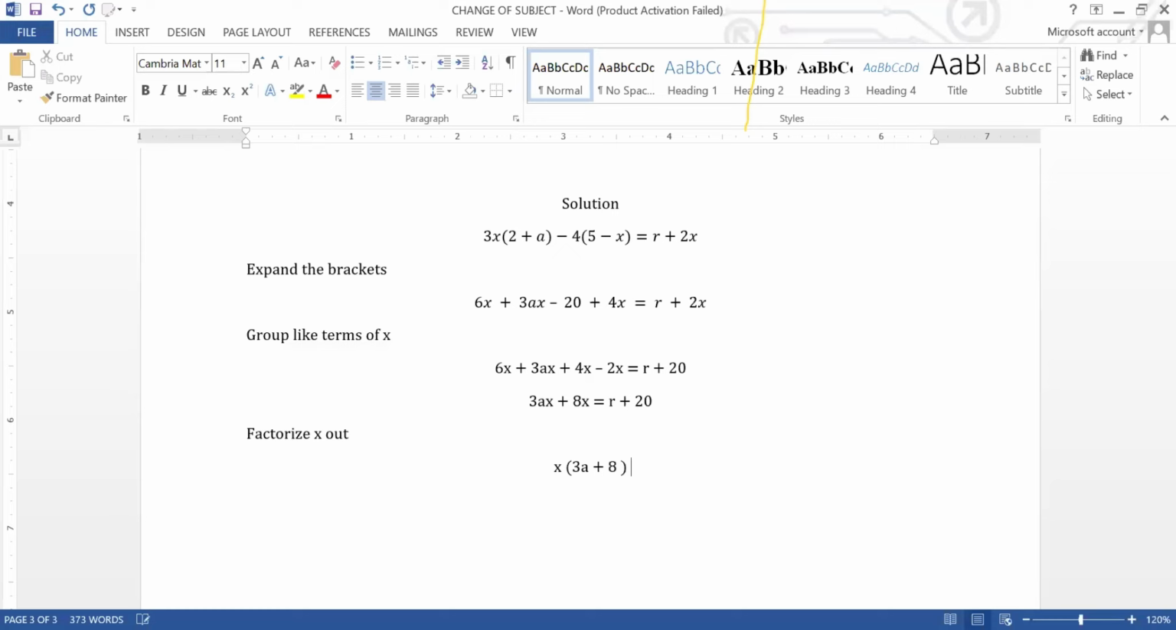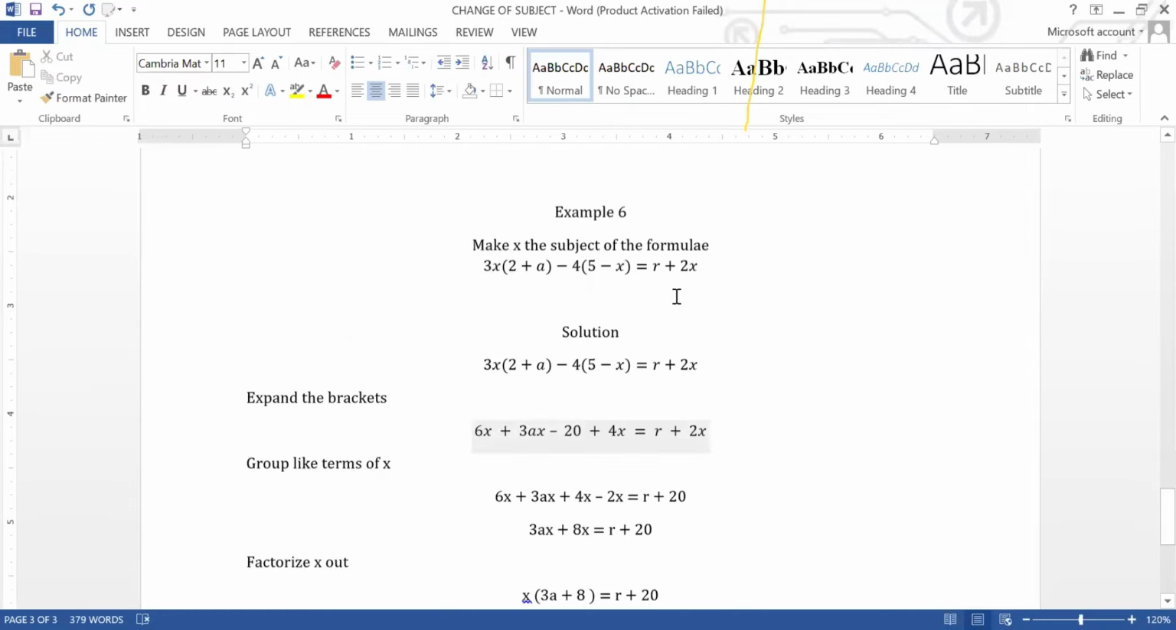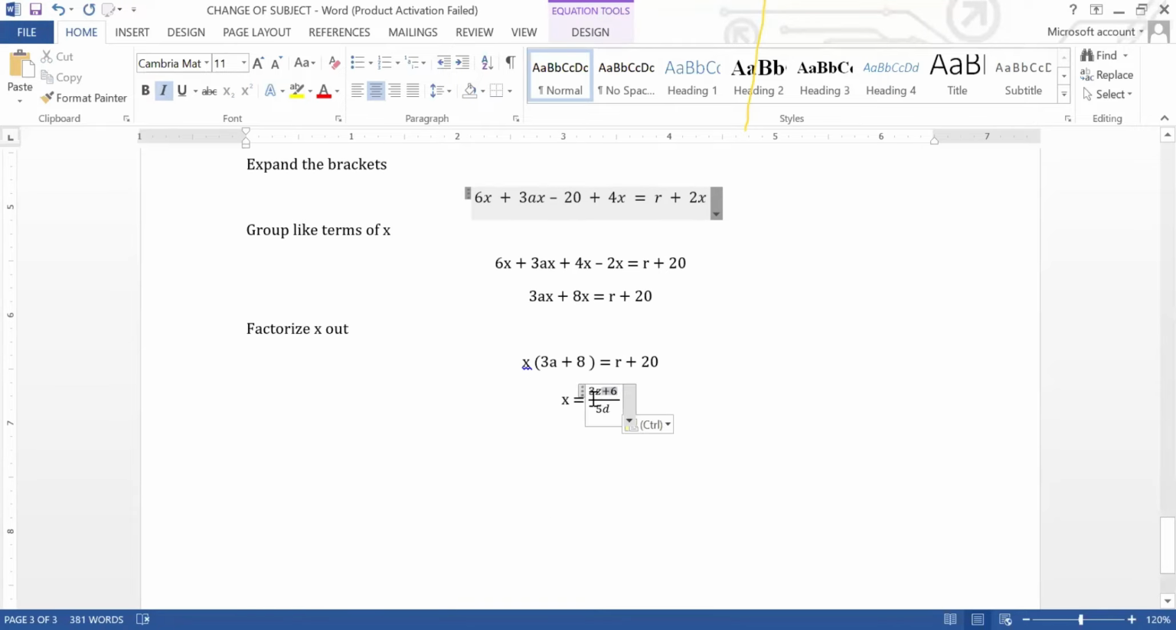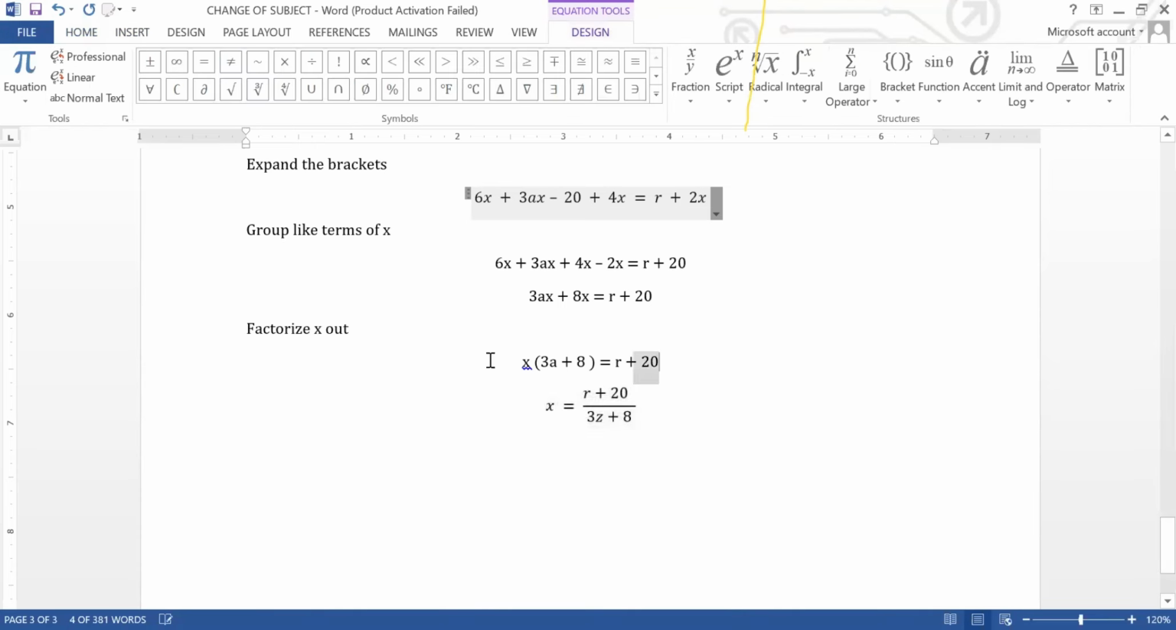I'm doing the same things so that you have no chance to tell me that I don't understand. I'm doing the same things: expanding, grouping like terms, factoring out and dividing. All right. So I have x is equal to, then I'll bring my division sign. I need to divide. I have r plus 20 all over 3a plus 8. And that becomes my answer. And then I'm done.